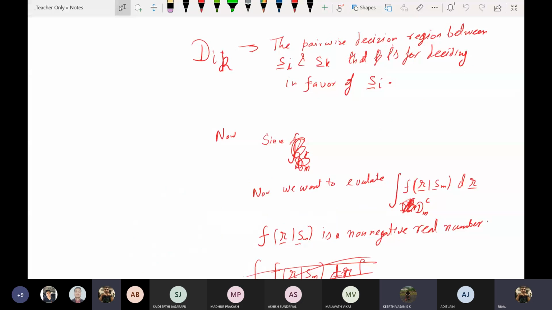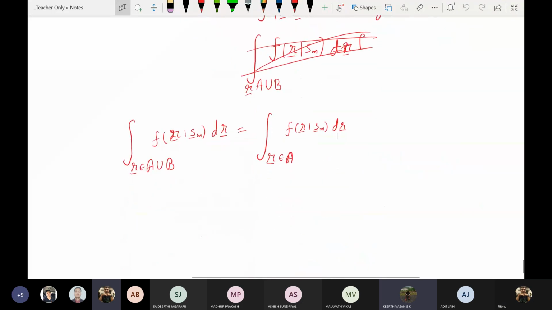We are saying f of r given s1 is the probability measure function of getting the received signal. Not r, this is not the probability measure function, this is the probability density function, the PDF, of receiving r and declaring it as sm. This is given that sm is transmitted.